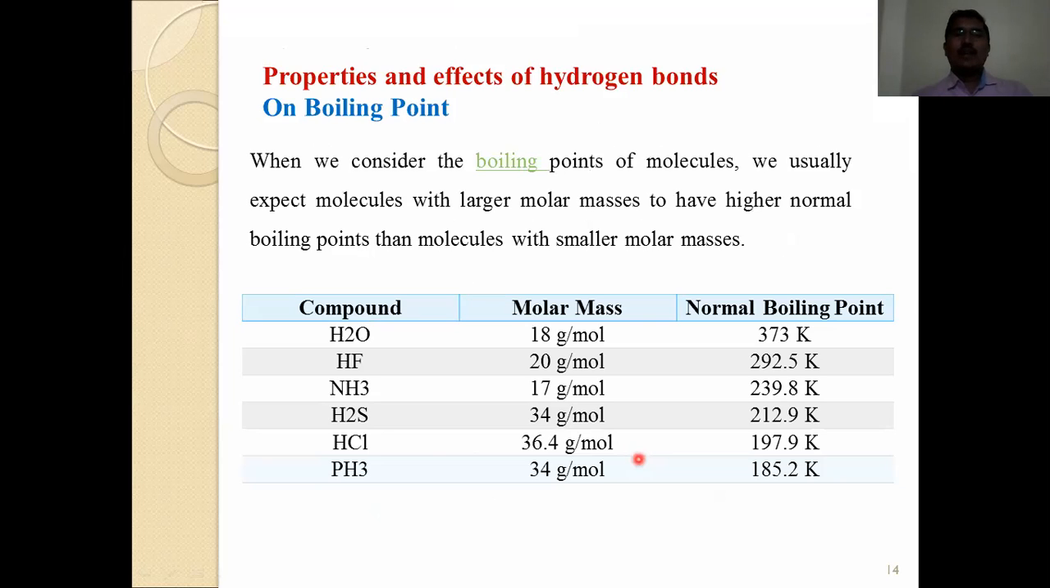Properties and effects of the hydrogen bonds. Boiling point. When we consider the boiling point of molecules, we usually expect molecules with a larger molar mass to have a higher normal boiling point than molecules with smaller molar mass. Here, these are the different types of compounds. Here, molar masses are 18, 20, 17, 34, 36, 34.